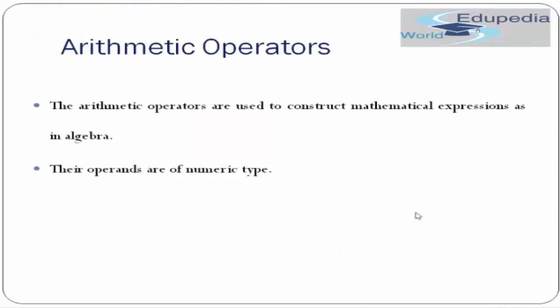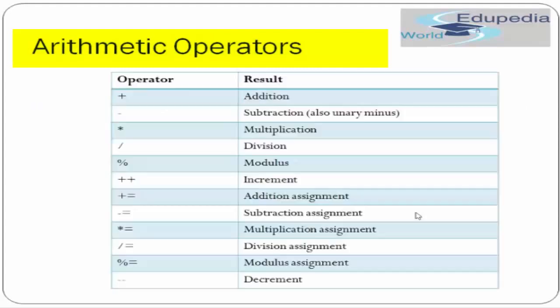Okay. So that was about post and pre increment and decrement operators, and now we are going to study other arithmetic operators. Arithmetic operators are used to construct mathematical expressions as in algebra. Their operands are of numeric type. So all arithmetic operators contain numeric operands, and they are used in algebra by constructing mathematical expressions.